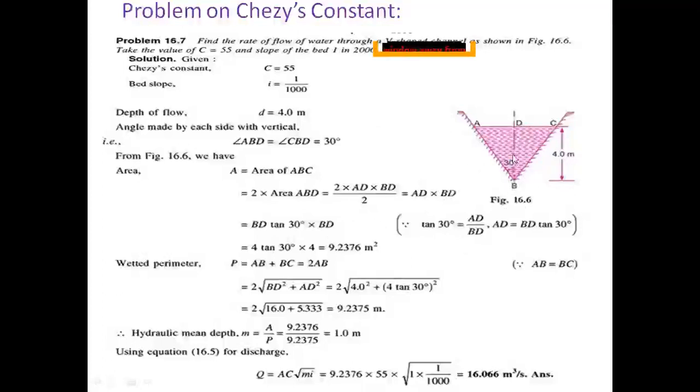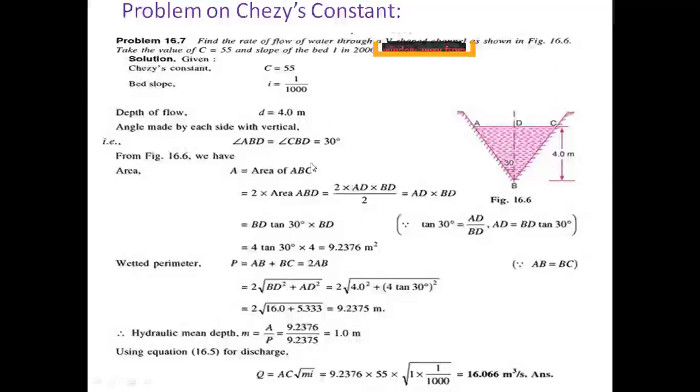But tan 30 equal to, in this half section ABD, AD by BD. So you need to find the value of AD. For that, AD equal to BD into tan 30. So substituting the value of AD in this equation, the area is BD into tan 30 into BD.